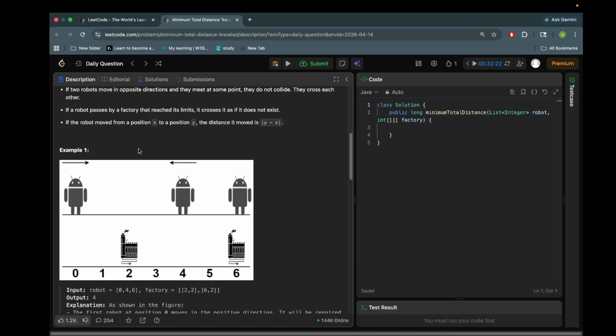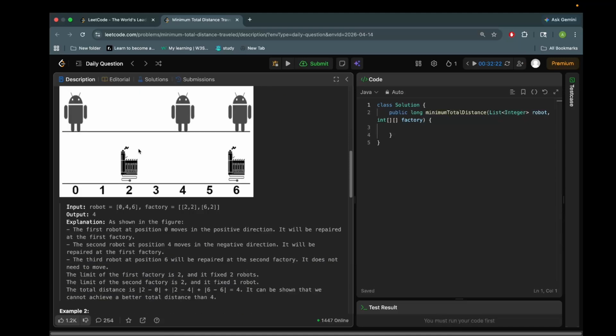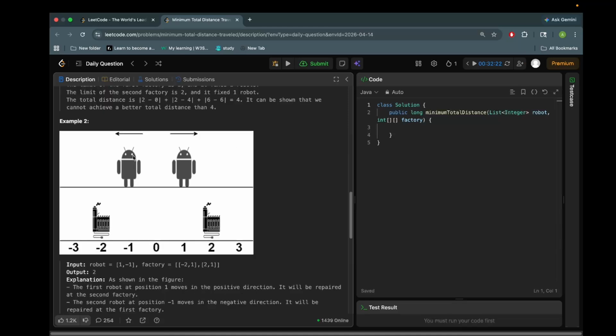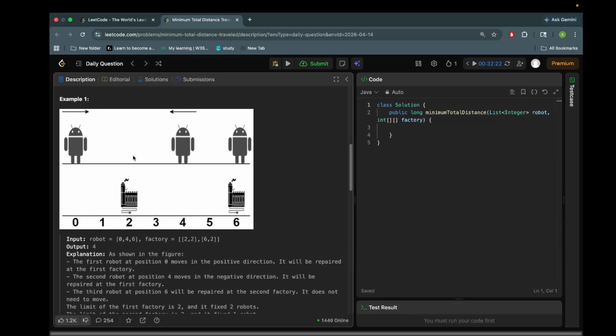We have a robot at 0, factory 2 has a limit of 2, factory 6 has a limit of 2. The first robot moves in the positive direction and will be repaired at the first factory. The total distance traveled is 2 minus 0 plus 4 minus 2 plus 2 minus 4. The x-axis can also be negative. The robot at position 1 moves in the negative direction. We repair. So what should we do for dynamic programming?